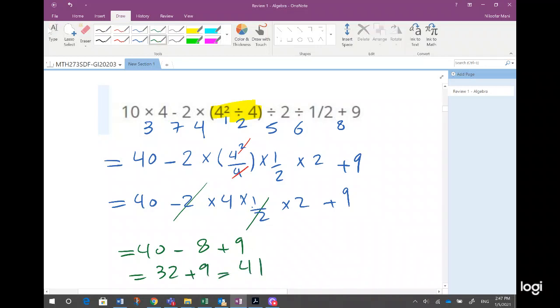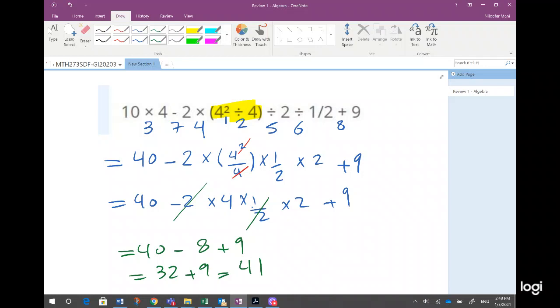41 is the answer. So you need to keep in your mind that bracket is first, exponential is next. If I have a bracket inside the bracket, again I have to continue with BEDMAS again. Inside the bracket again I have to continue with BEDMAS, and then division, multiplication at the same level, addition, subtraction at the same level, just from left to right.